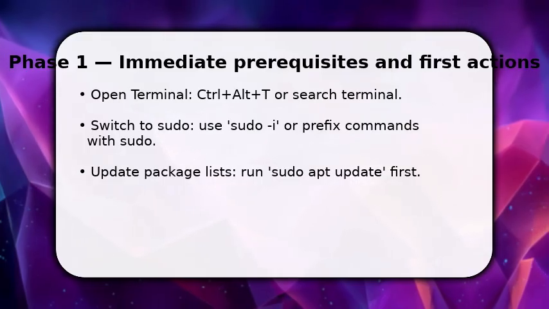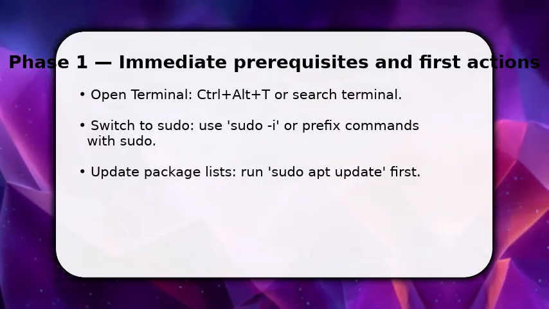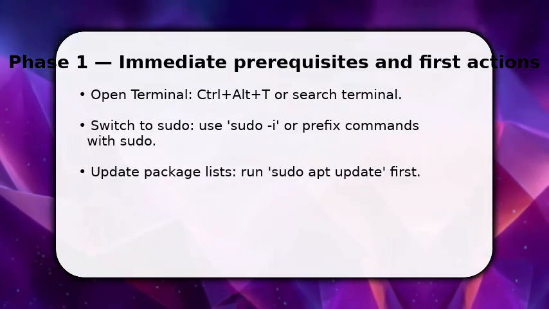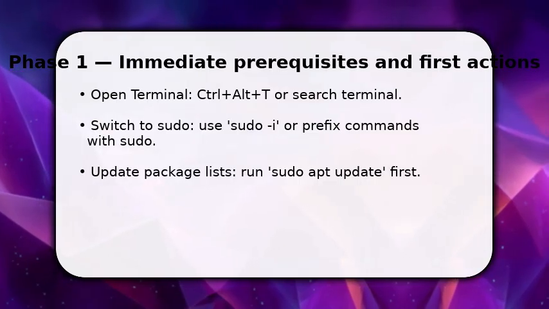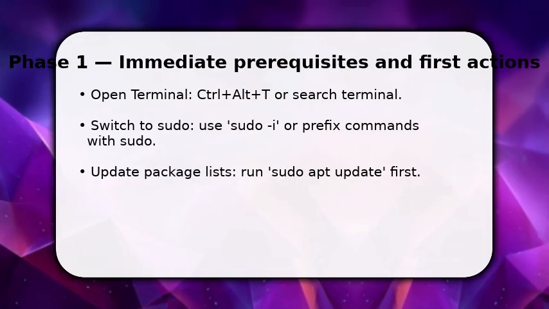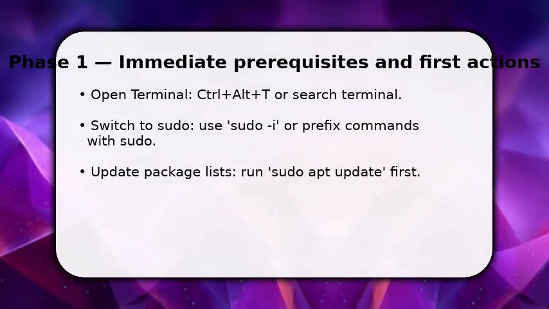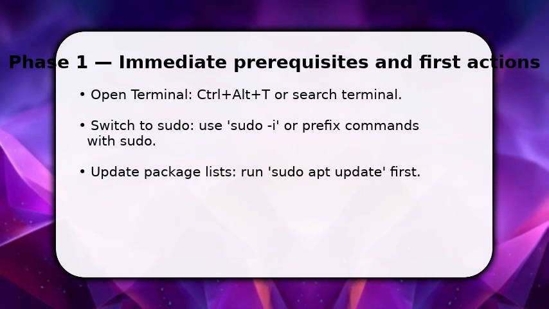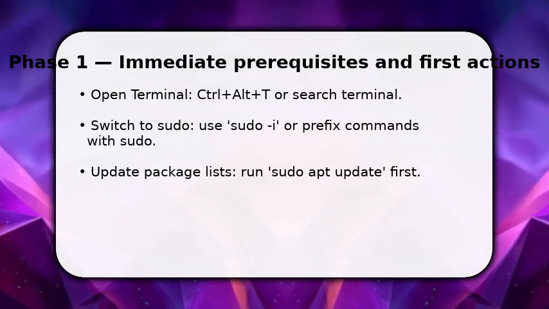Once done, review output for held or obsolete packages. Make sure no interactive prompts are pending. This step only downloads metadata, it does not upgrade software yet. By doing this first, you avoid version conflicts and ensure the next commands will install the latest available packages correctly.